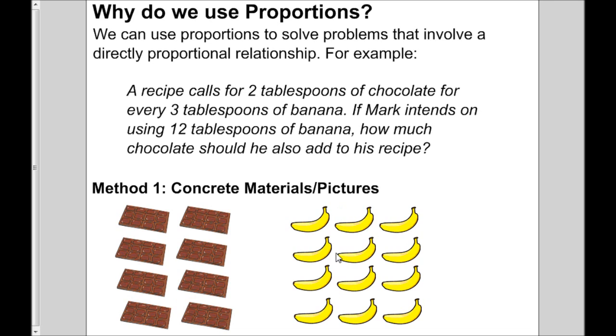So all of a sudden now we have 12 tablespoons of bananas, and look what we've ended up with here. We have 8 tablespoons of chocolate. So just by looking at this picture, and growing with it together, bananas and chocolate, I notice that I need 8 tablespoons of chocolate.